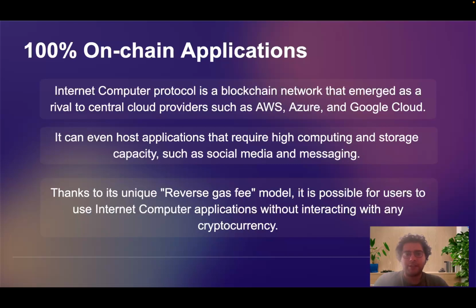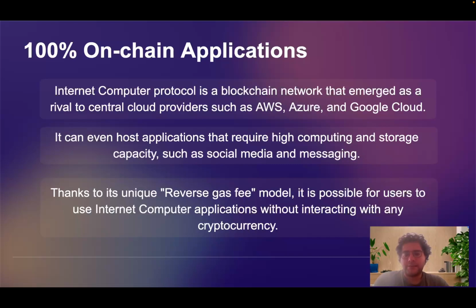100% on-chain applications. The main goal of Internet Computer was to publish fully on-chain apps, and we have several examples of it now. The ICP is actually emerges as a rival to central cloud providers such as AWS, Azure, and Google Cloud, and is actually a cloud computing platform that runs on blockchain. It can host applications that require high computing and storage capacity, such as social media and messaging platforms.